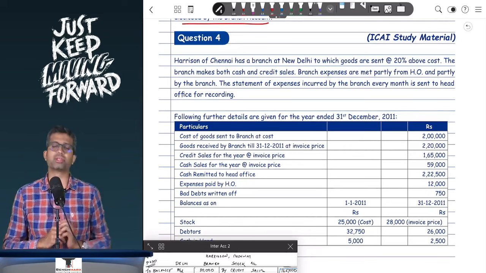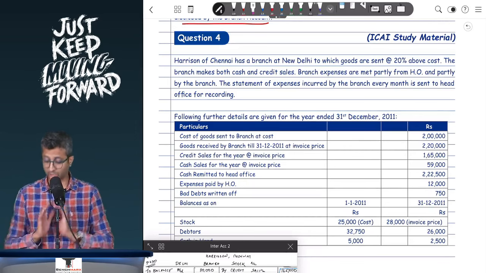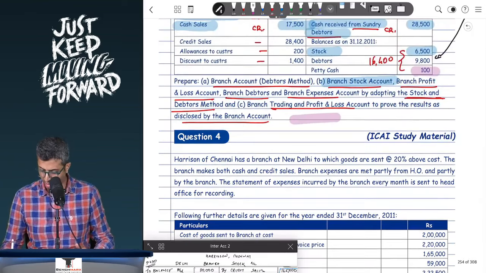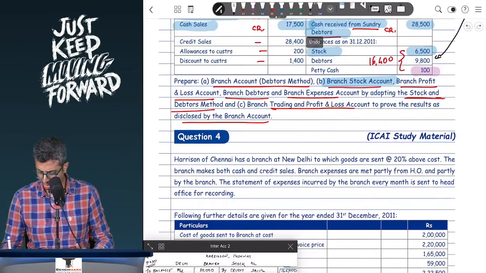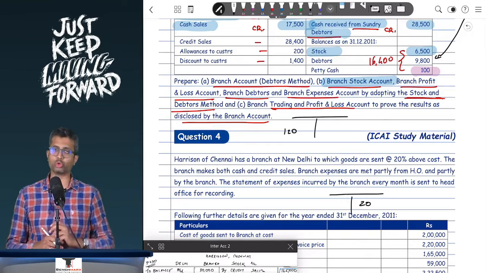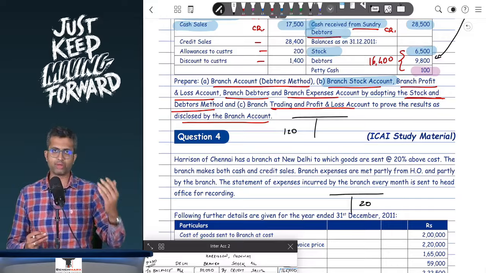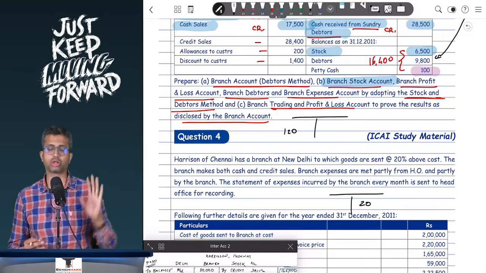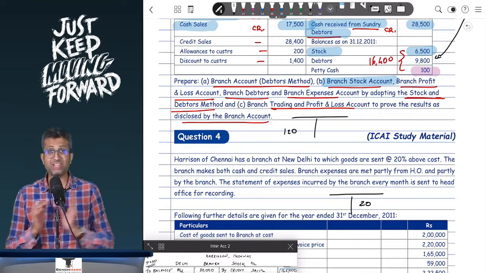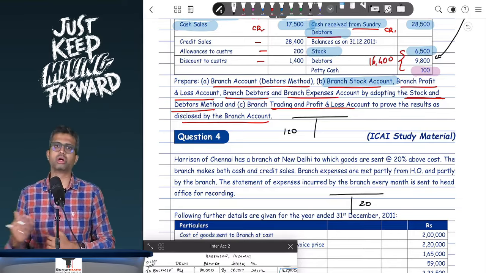For which I'll prepare a separate account called as the branch stock adjustment account. So what will happen over here is, I will have, for example, let's say my opening stock is nil. During the year, goods worth 120 have been transferred. But out of that 120, 20 is a profit element. So that 20 will be credited to the branch stock. So your entry would be, for example, branch stock account debit 120 to branch stock adjustment account 20 to goods sent to branch 100.